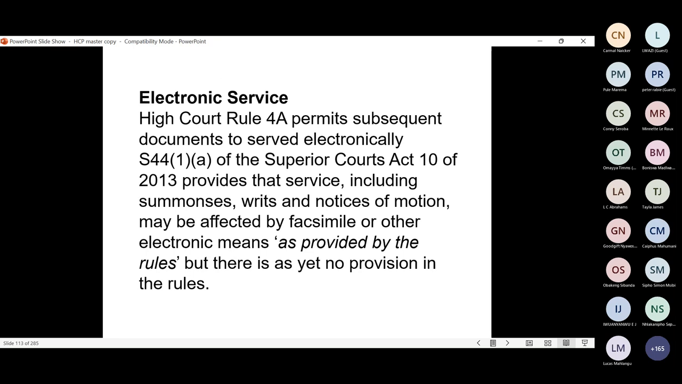High Court Rule 4A, capital A, permits subsequent documents to be served electronically. Right? So the first process, remember, must always be served by the sheriff. Any process or documents after that can be served by messengers, or you can email it. It's allowed to email documents. Right?